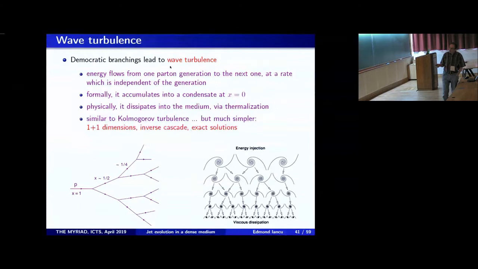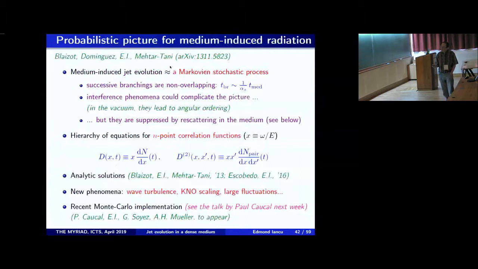It's an ultraviolet cascade. It's an infrared cascade. But otherwise, the physics is very similar. But because it's so simple, for this cascade, we have simple mathematics. We even have an exact solution in some limits, which I'll show in a moment. Okay, so this whole process of mini jets, which evolve via democratic branchings, can be treated as a classical Markovian stochastic process.